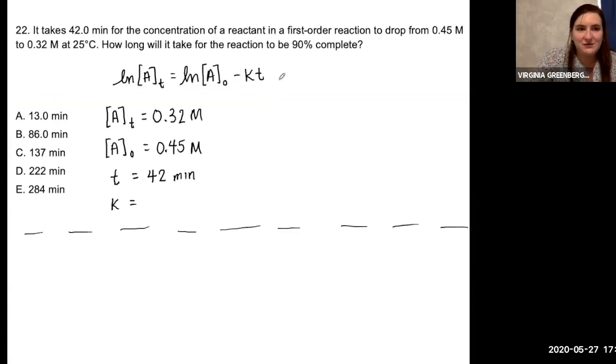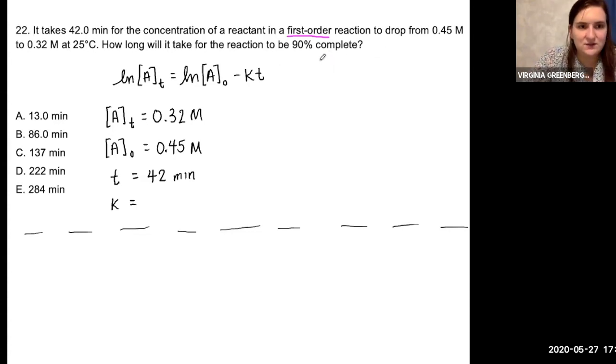Okay, so here in problem 22, we now instead have a first order reaction. And so I've gone ahead here and written the first order integrated rate law. And we're given the information about how long it takes, 42 minutes, to change from 0.45 molar to 0.32 molar, which is all well and good. But then they're asking us about how long it will take for the reaction to be 90% complete. So now they're asking us about a different scenario.